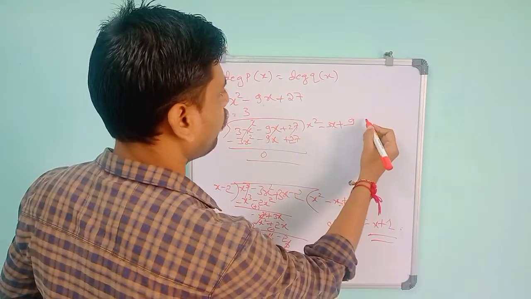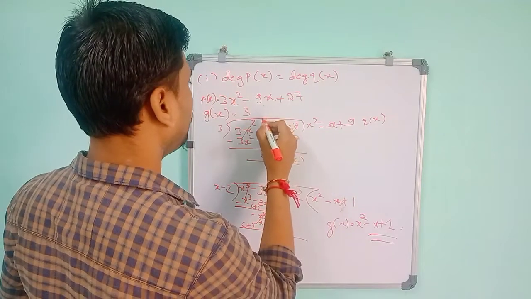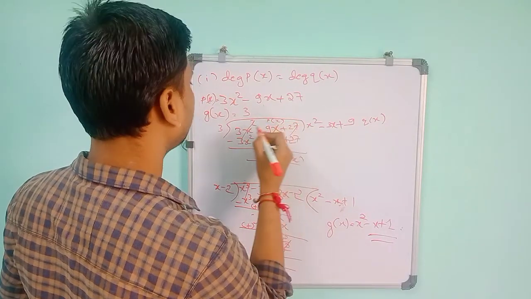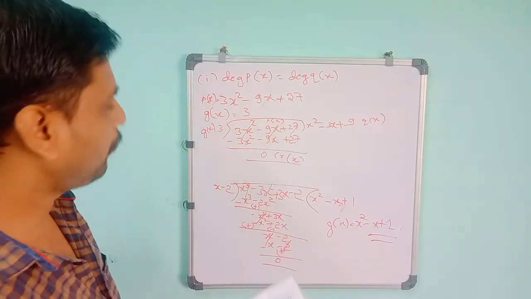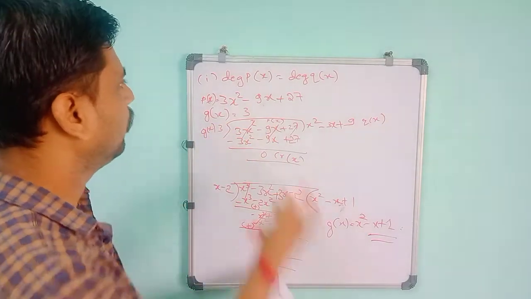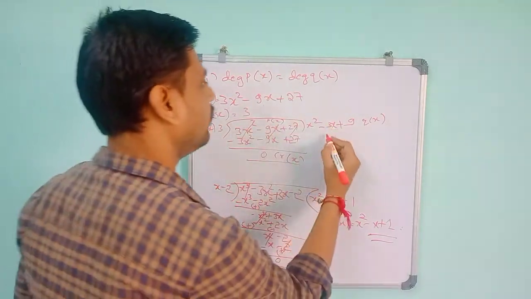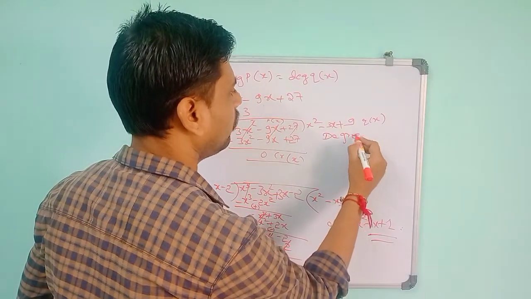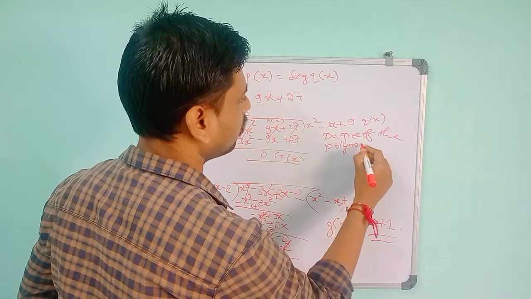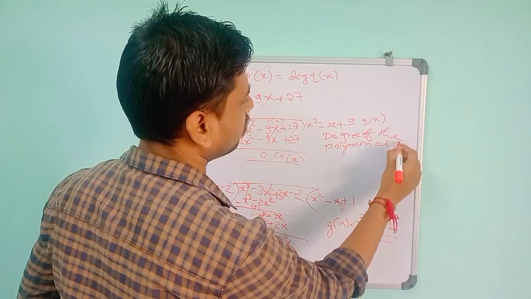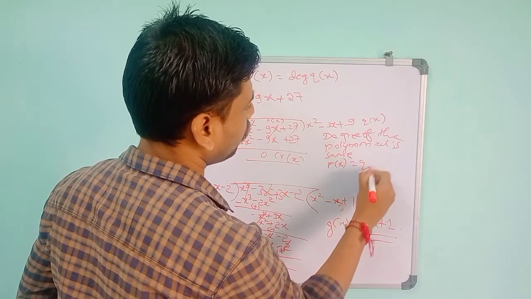So this is q of x. This is r of x. And this is p of x. And this is g of x. So what did they tell? You have to prove that degree of p of x equals degree of q of x. P of x is this one, square is there, so q of x is a square. So the degrees are same. The degree of both polynomials is the same. So p of x equals q of x.